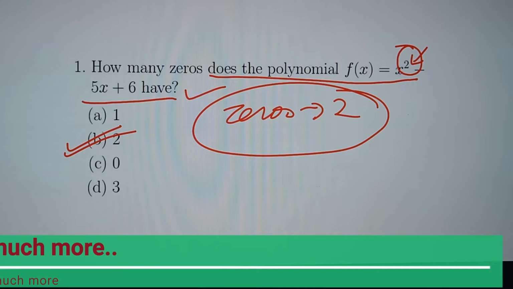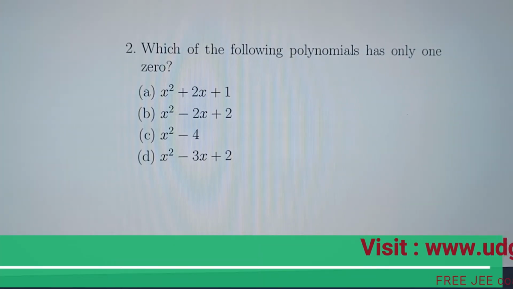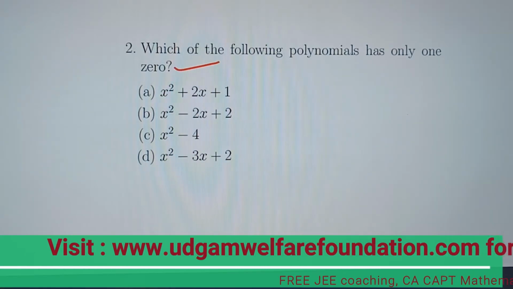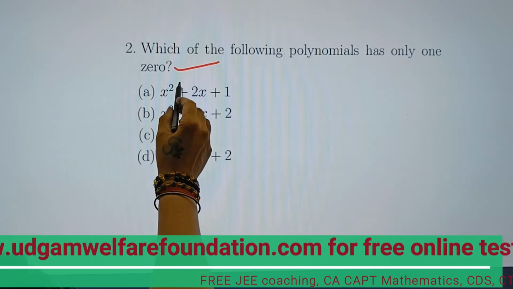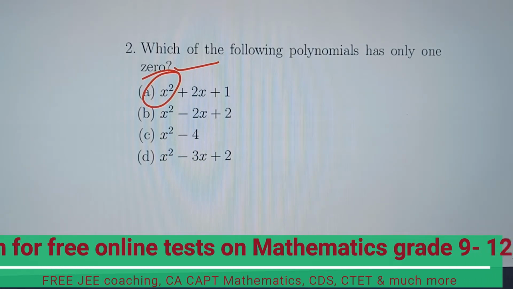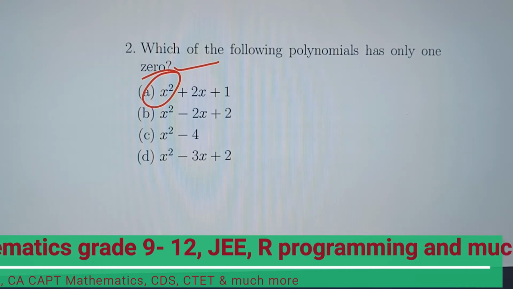Now let's move towards question number 2. So students, this is our question number 2. Which of the following polynomials has only 1 zero? Here we can simply check that the degrees are 2, but the important part is, do we have the same zeros here? How can we check?